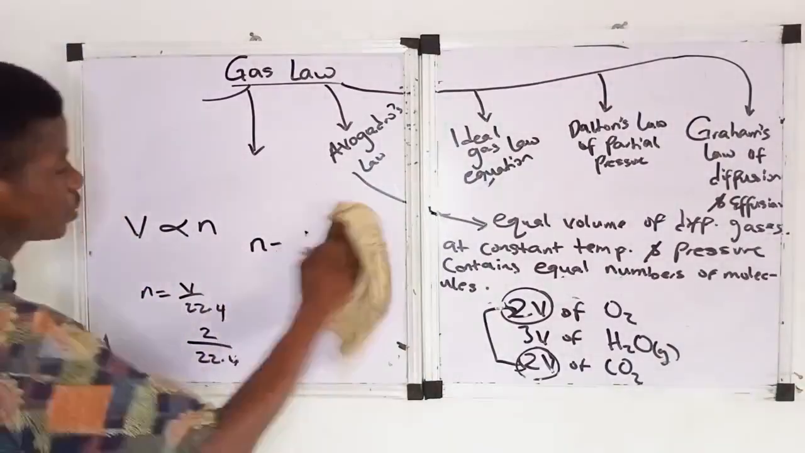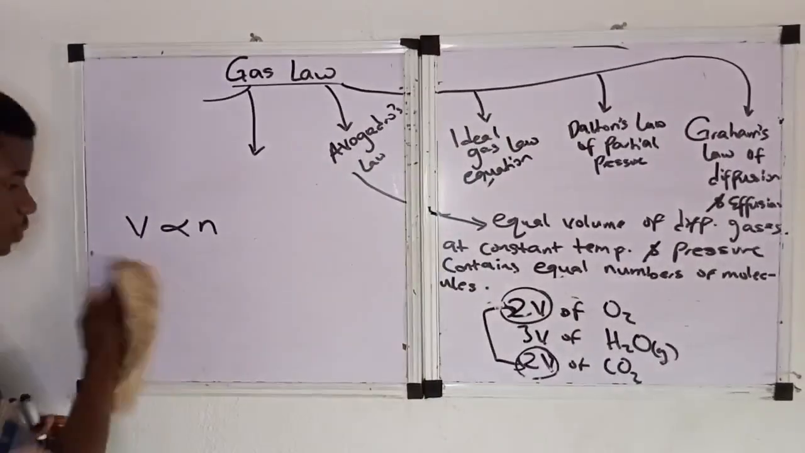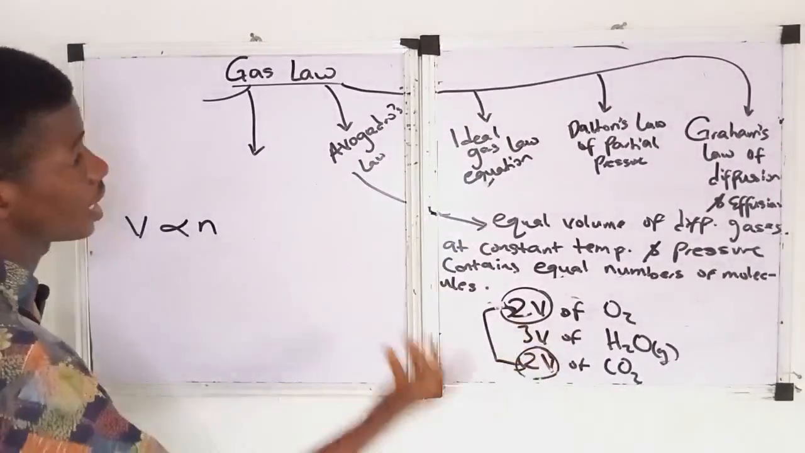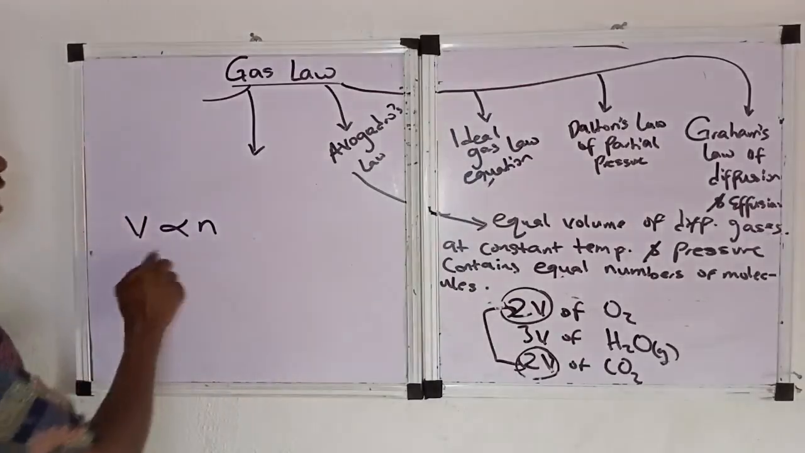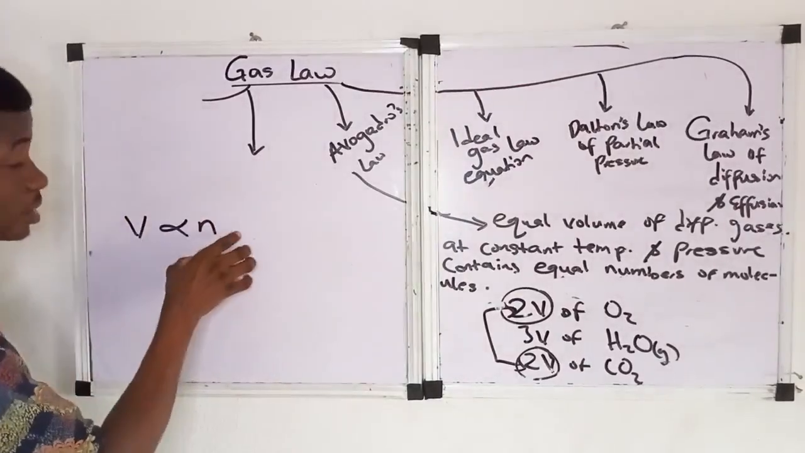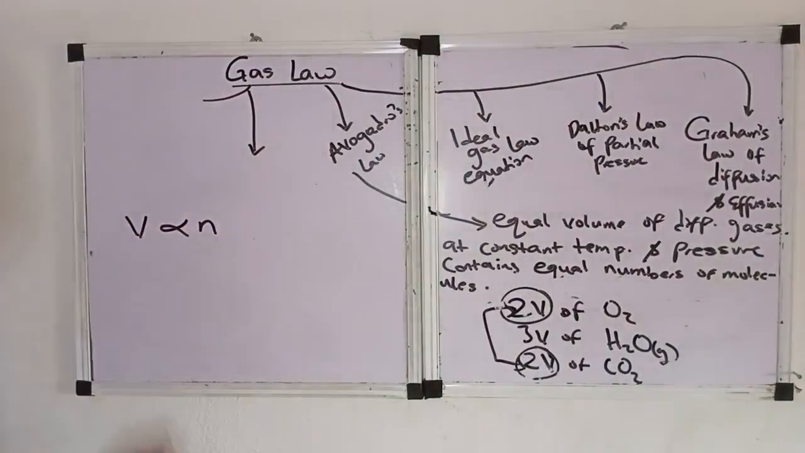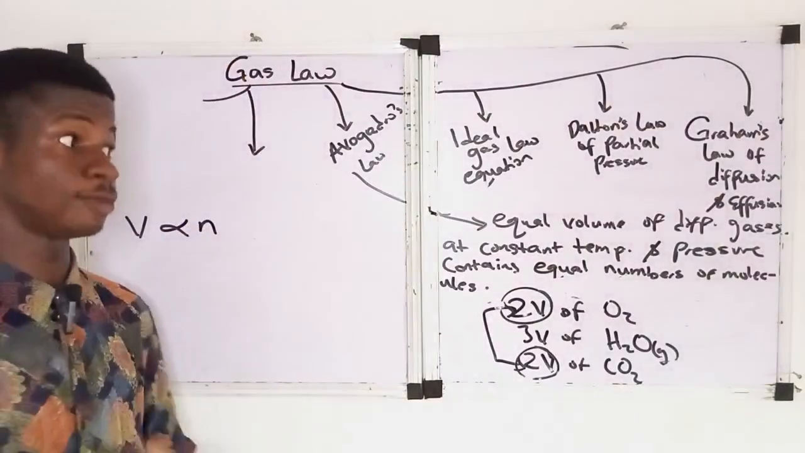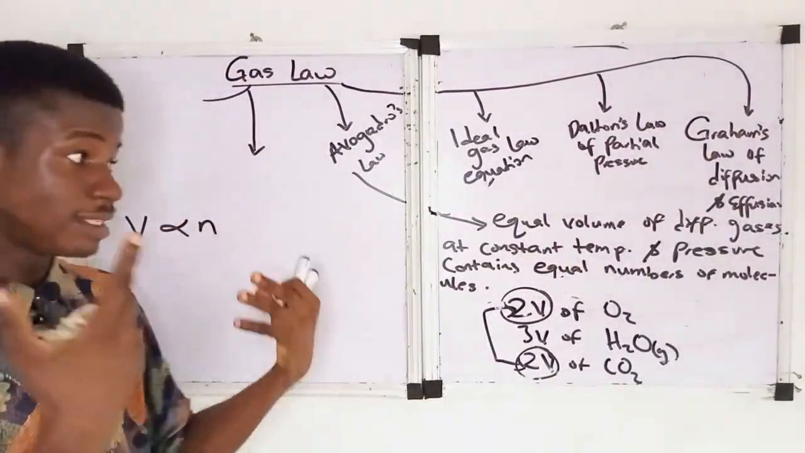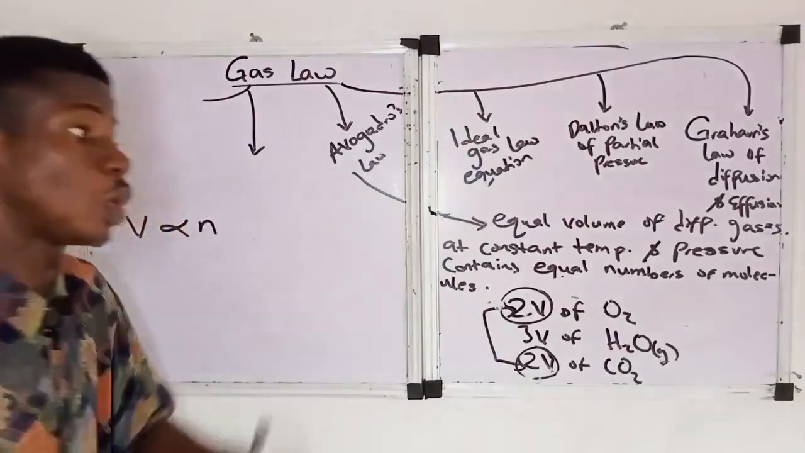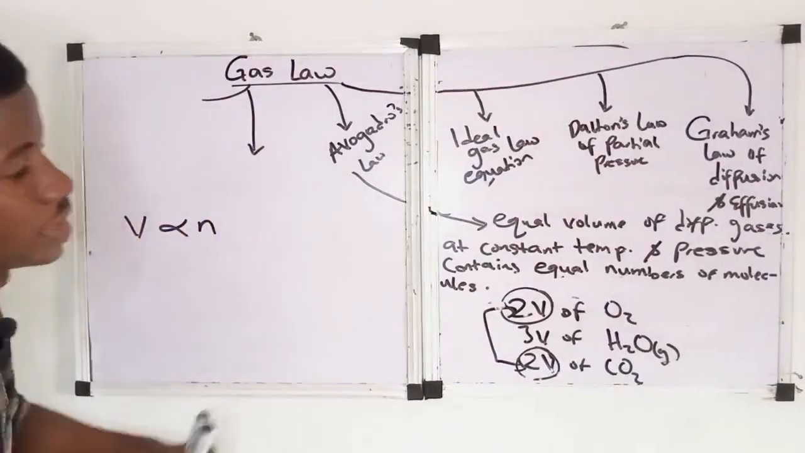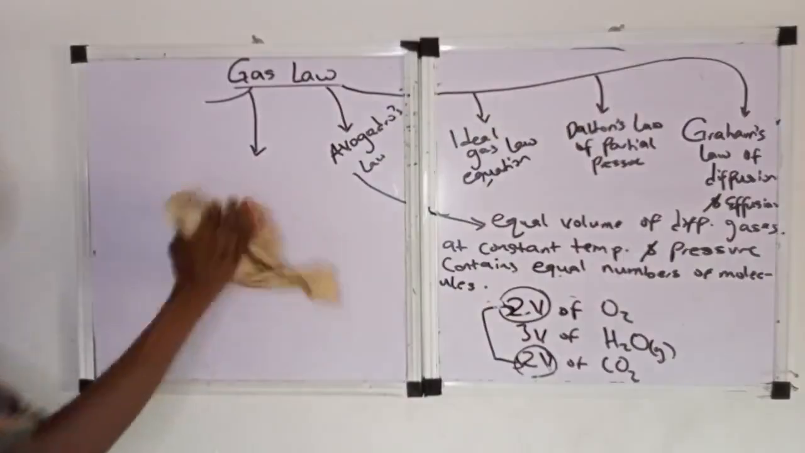So that is what Avogadro is telling us, that volume is directly proportional to number of moles. Gases that have the same volume at constant temperature and pressure also have the same number of molecules in them. So that is just it. That is Avogadro's law.